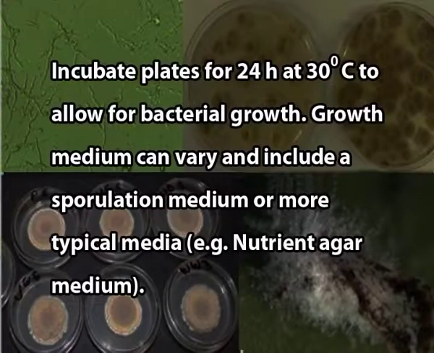After allowing the solid content of the tubes to settle, plate 100 microliters each of the heated sample and dilutions of the heated sample onto a petri dish containing a growth medium. Incubate plates for 24 hours at 30 degrees centigrade to allow for bacterial growth. Growth medium can vary and include a sporulation medium or more typical media, for example nutrient agar medium.